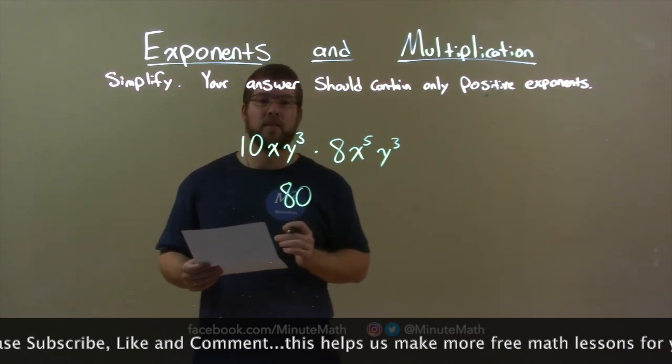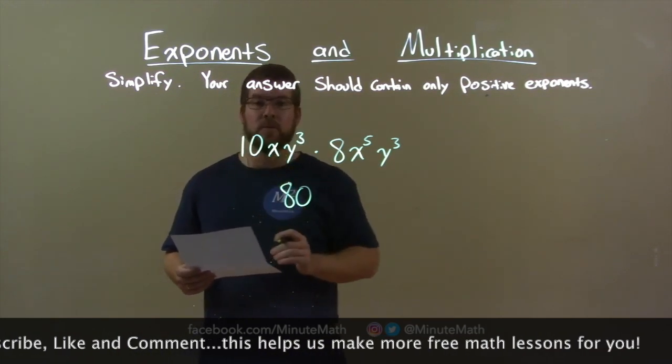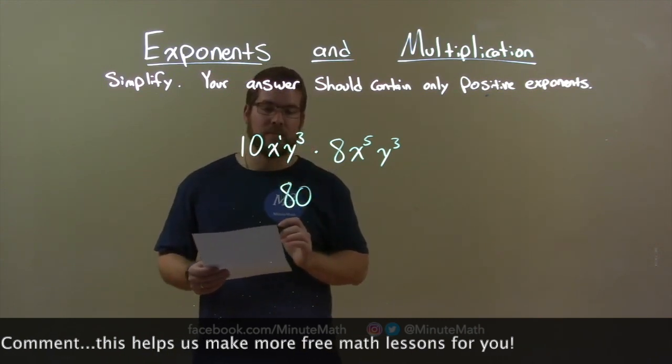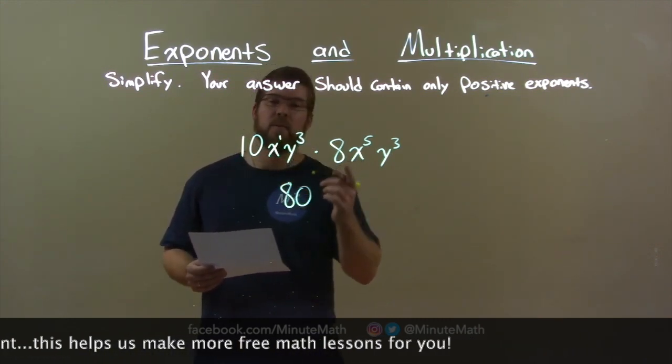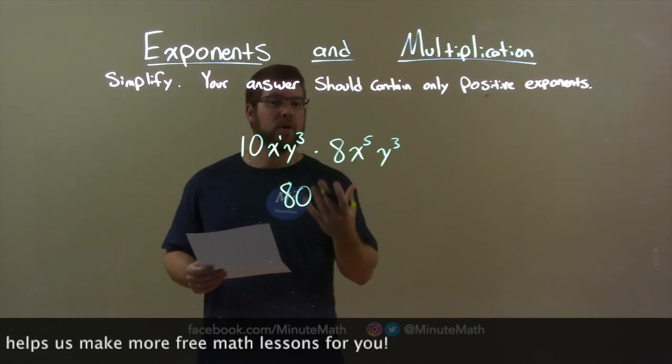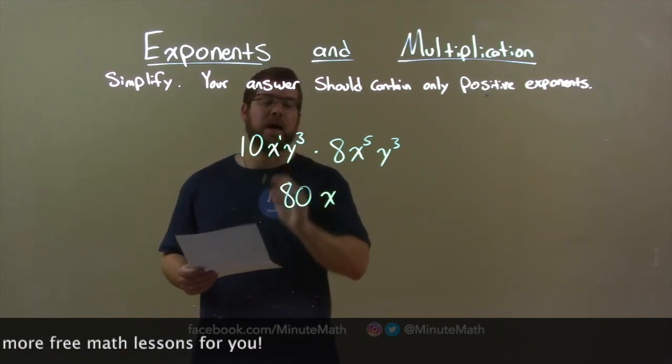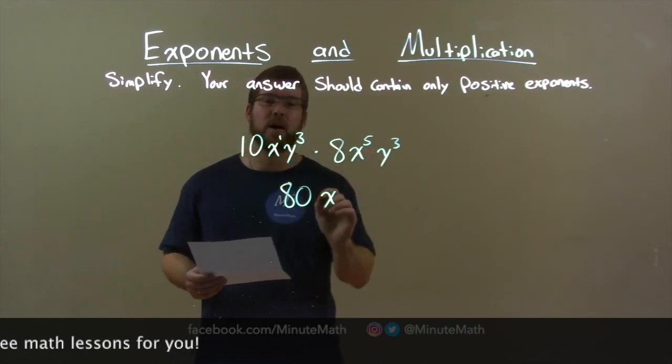Now we worry about the variables. So, first variable is x. When it's just by itself, we know it's x to the first power. X to the first power times x to the fifth power. Again, we can only multiply like terms. We keep the base the same, and we add the exponents. 1 plus 5 is 6.